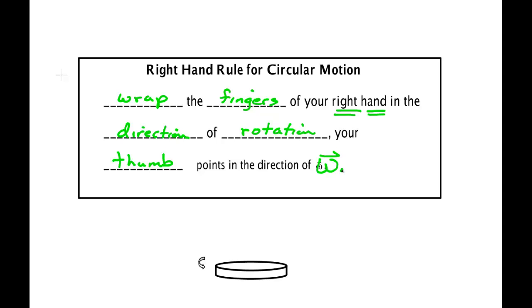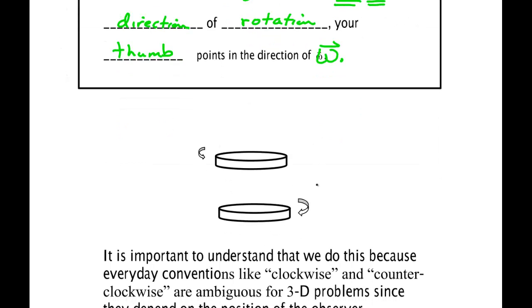Make that easier to read. So if you have an object spinning like this, you wrap your fingers in the direction of this little gray arrow. And when you wrap the fingers of your right hand in the direction of that gray arrow, your thumb will point upwards. That's the direction of omega. That's the direction your thumb's going to point when you wrap your fingers of your hand like that.